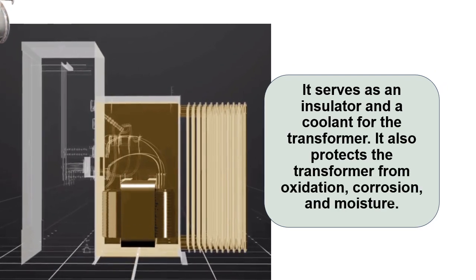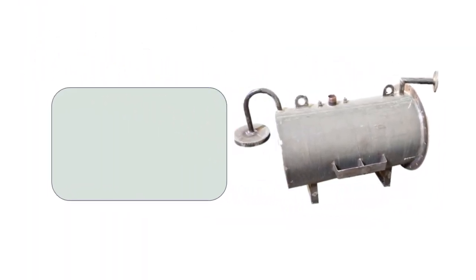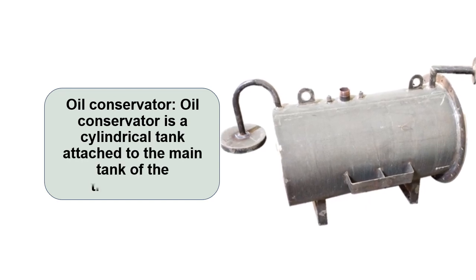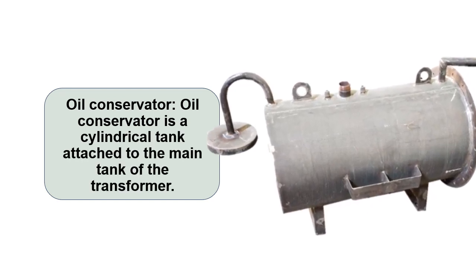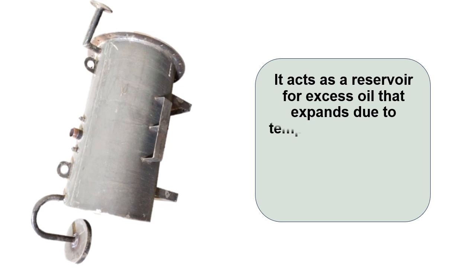Oil conservator. Oil conservator is a cylindrical tank attached to the main tank of the transformer. It acts as a reservoir for excess oil that expands due to temperature changes. It also maintains a positive pressure inside the main tank and prevents air ingress.